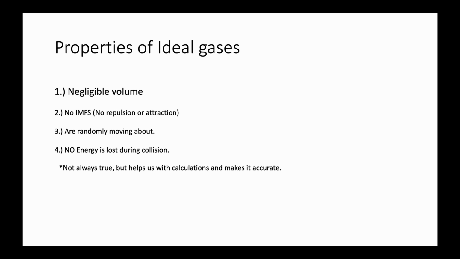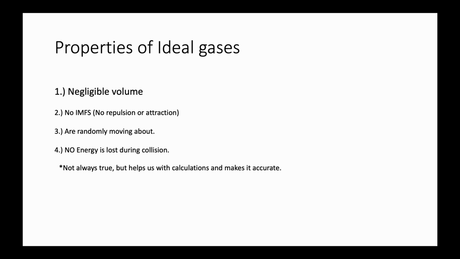Alright, here are the properties of ideal gases. So ideal gases have negligible volume, right? Because they kind of just expand into whatever space they're in. So they don't really take up any volume, ideally. And ideal gases have no IMFs, or rather little to no IMFs.